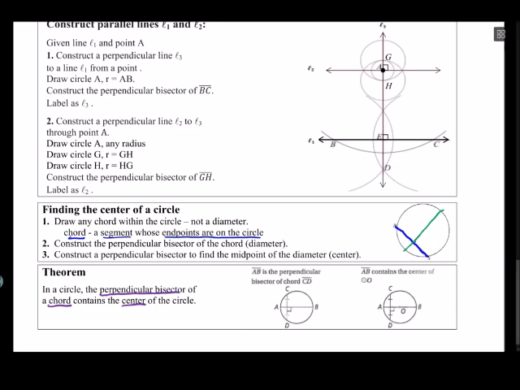And then we will construct the perpendicular bisector of our new green segment here. And if it's perpendicular and bisects, then that means it's going to be at the midpoint, which is going to be the center of our circle. So let's go do some constructions.